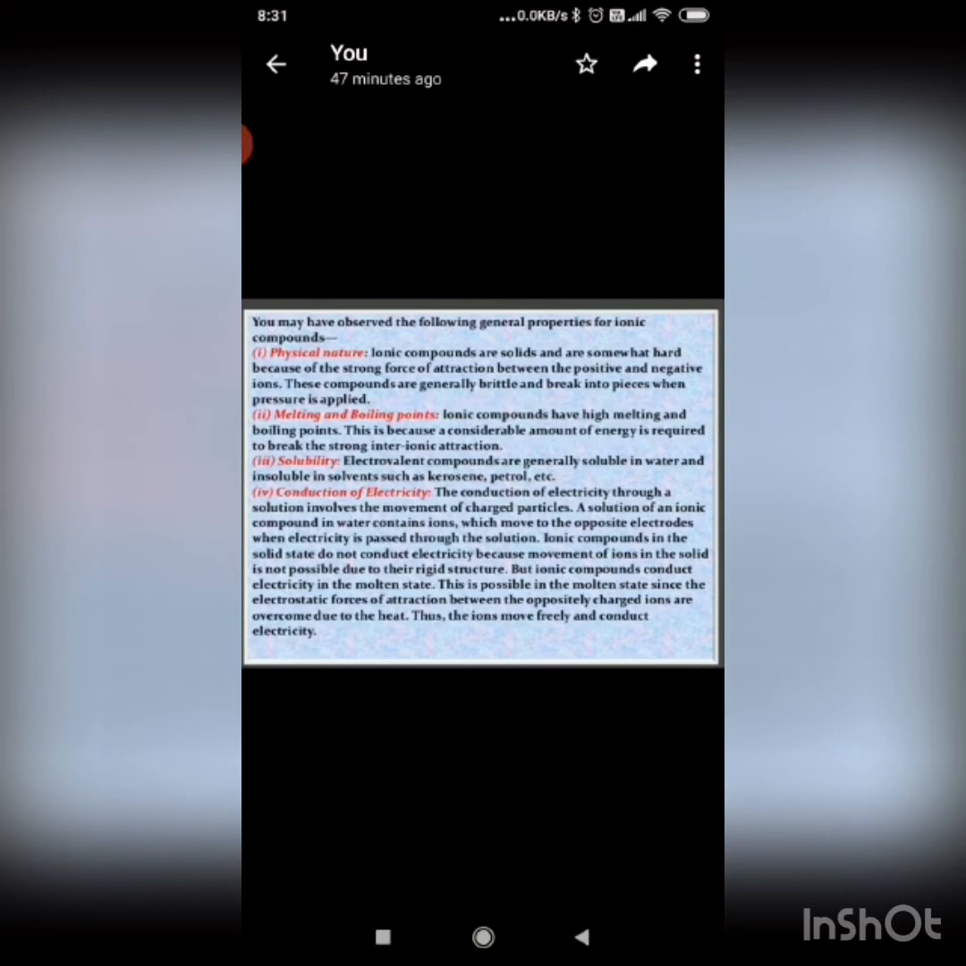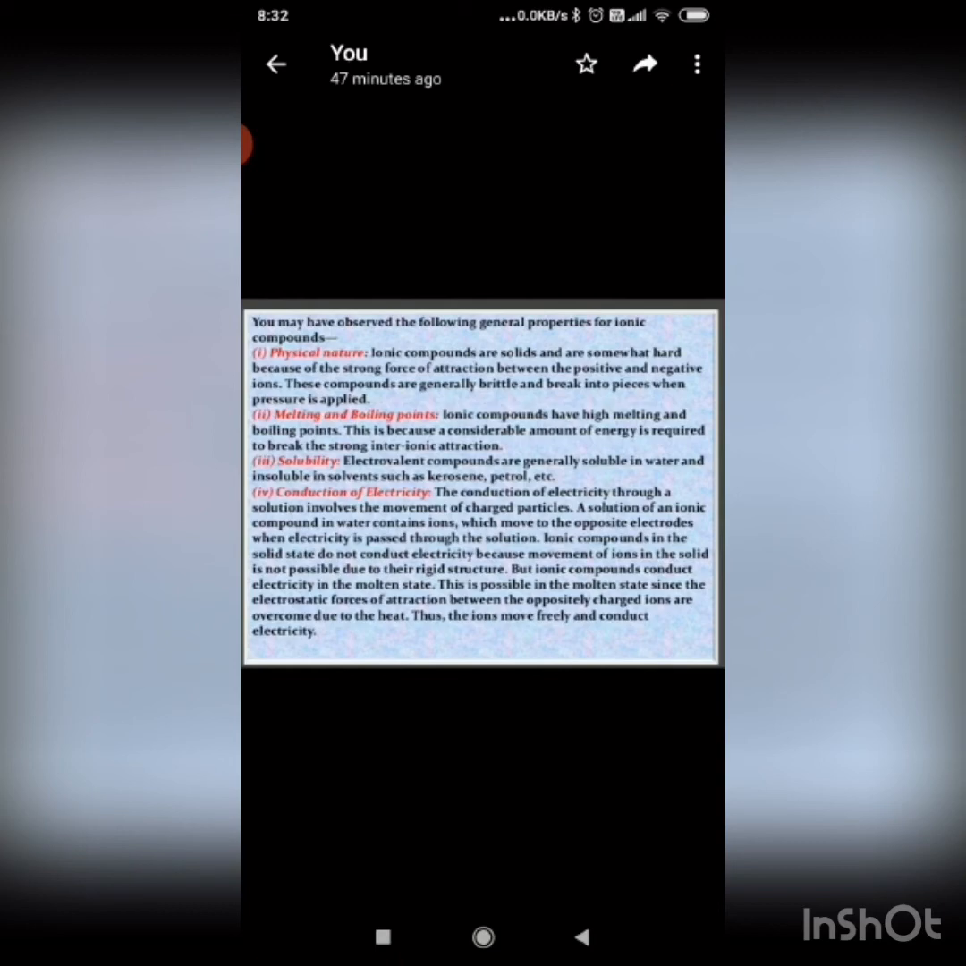What about solubility? Electrovalent or ionic compounds are generally soluble in water and insoluble in solvents such as kerosene, petrol, etc. Conductors of electricity: the conduction of electricity through a solution involves the movement of charged particles. A solution of an ionic compound in water contains ions which move to the opposite electrodes when electricity is passed through the solution. Ionic compounds in the solid state do not conduct electricity, because the movement of ions in the solid is not possible due to their rigid structure.